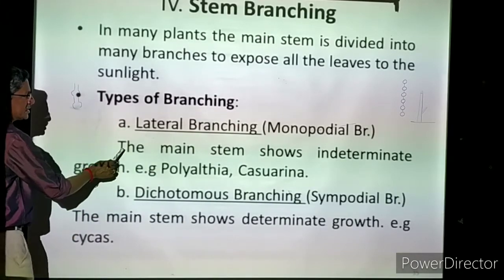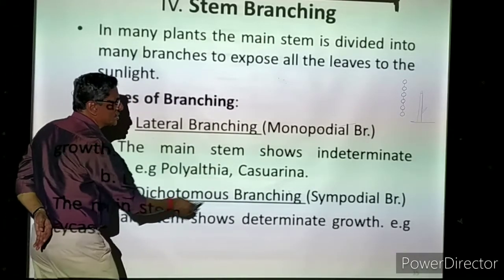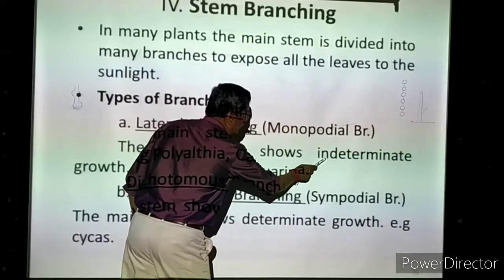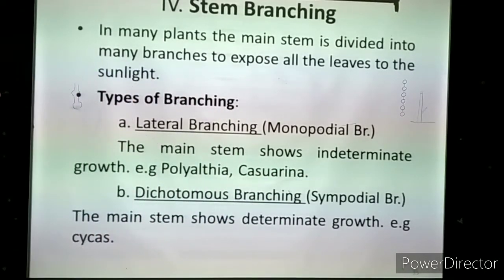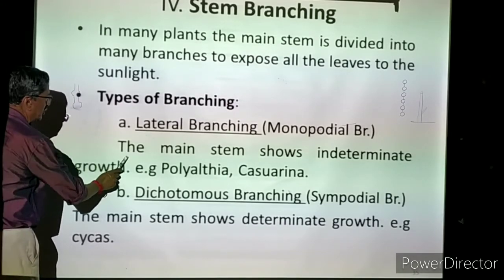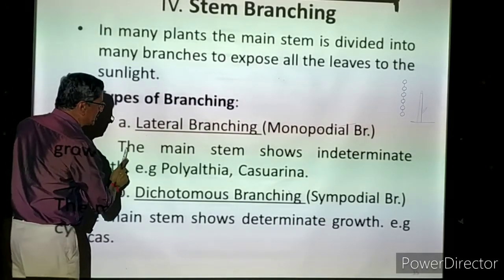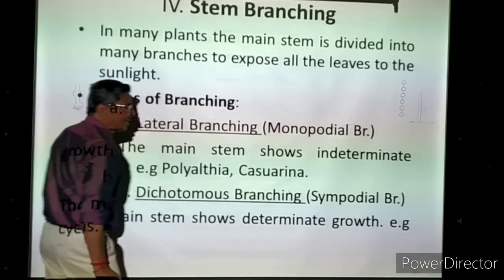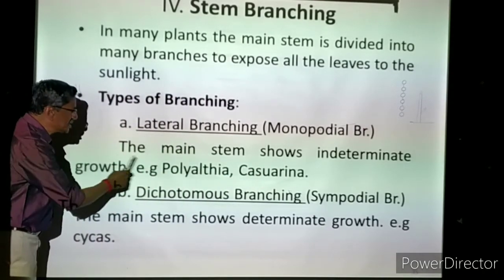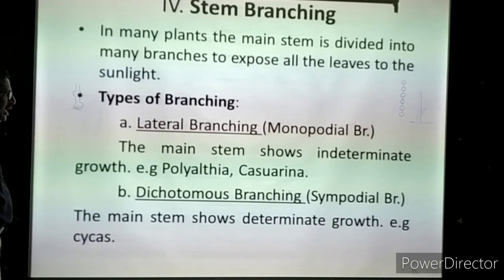So what is that meaning for this? The main stem shows indeterminate growth. What is the meaning of indeterminate growth? Continuous growth. The main stem is having continuous growth, and also the lateral branches will be there, but the branches will be having limited growth. That is called lateral branches. The main stem shows indeterminate growth and the branches will be showing limited growth.